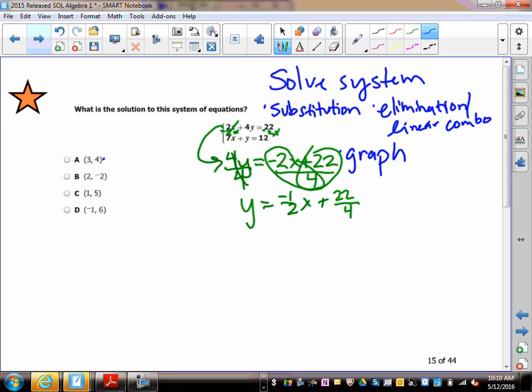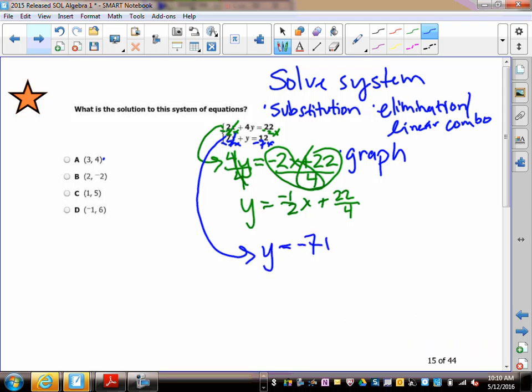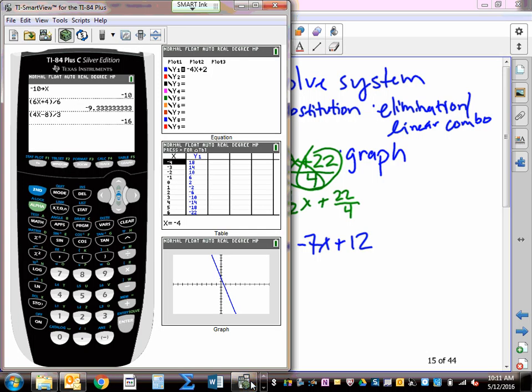Okay. Now doing my next equation, subtract 7x, I get y equals negative 7x plus 12. Okay. So go ahead and get out your calculator. Again, we're going to be using the calculators heavily today. So I want everyone to have out their calculator and go to y equals.